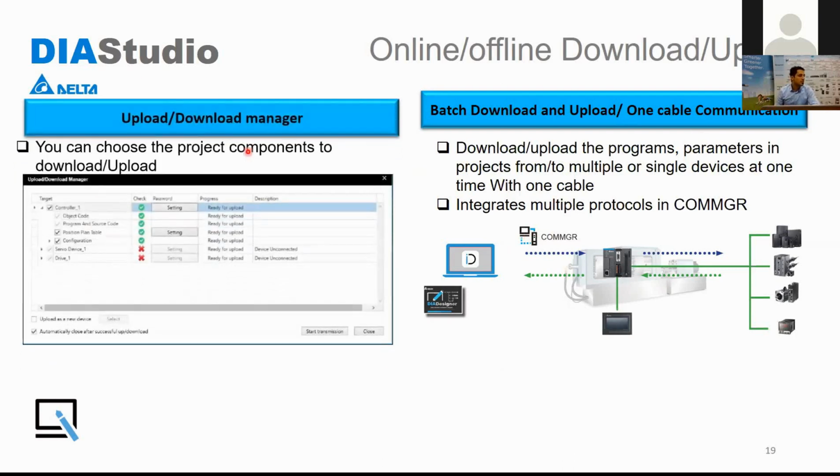Here you see the example, the upload download manager. Here you see the controller, servo and drive, and you can choose which one you want to download, or if it is available right now or not. And you can see the status also, which one is downloaded or not.